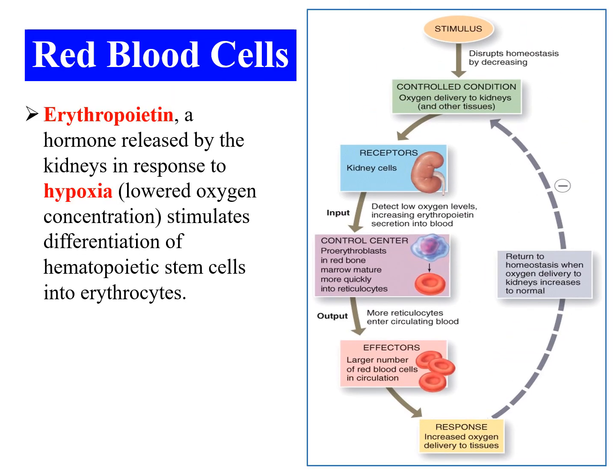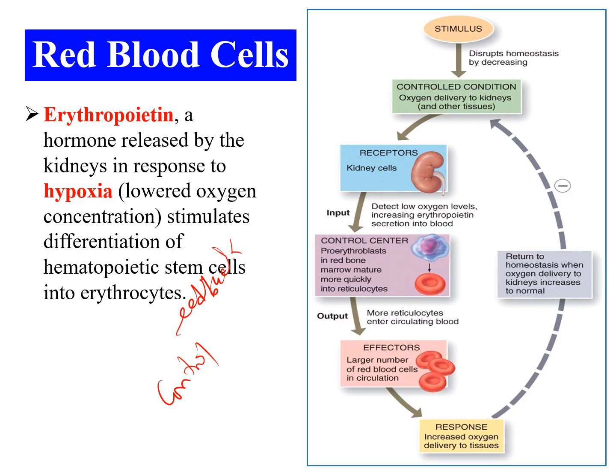When I was introducing erythropoiesis in the previous slides, I briefly talked about the hormone erythropoietin. This hormone erythropoietin is released by the kidneys in response to low oxygen concentration, and this is known as hypoxia. What you have to understand is that the process of red blood cell production, which is erythropoiesis, is under negative feedback control.